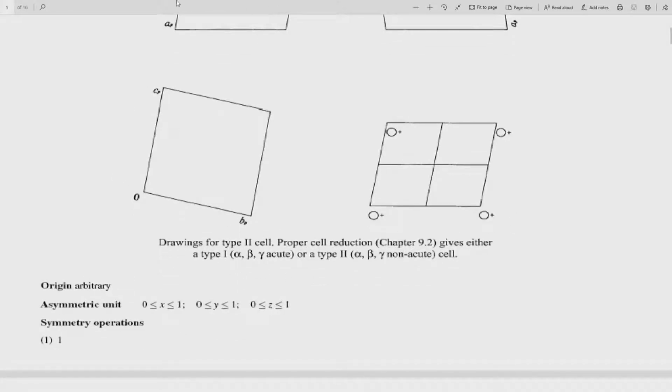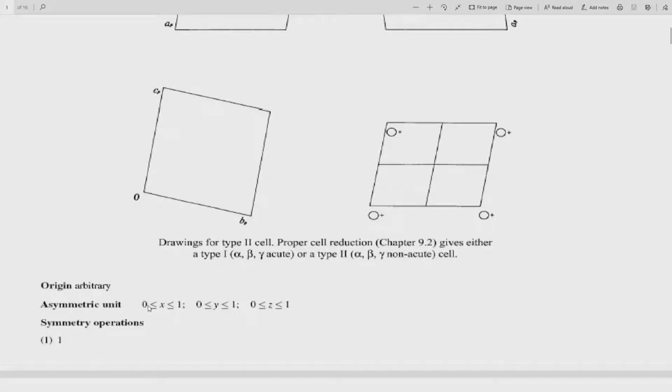So, the origin can be arbitrary. We can choose the origin wherever we want in the case of a triclinic system, and then we define what is known as an asymmetric unit. Now, the asymmetric unit in this particular case is the unit cell, because there is no other object. As we discussed, z is equal to 1 in this case, and there are no special positions, no symmetry positions in P1, and therefore the asymmetric unit is the unit cell.